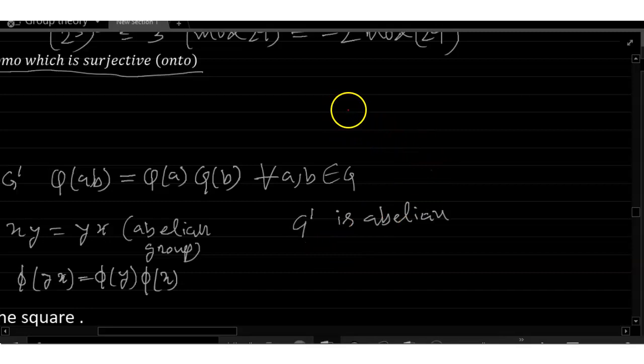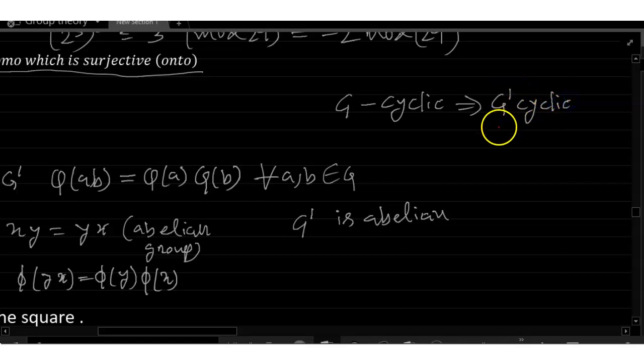If G is cyclic, that implies G dash is cyclic. So there G is equal to x to the power n, where x belongs to G.